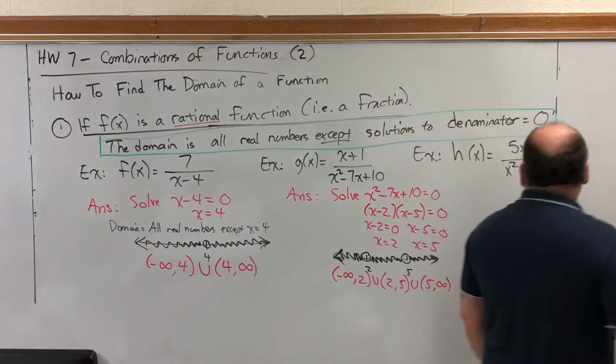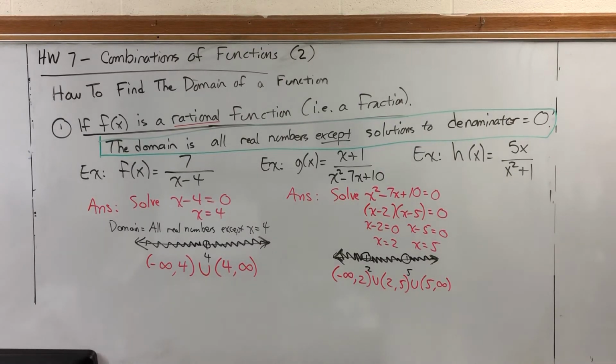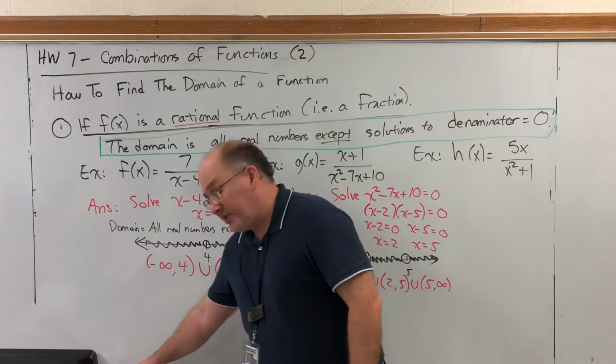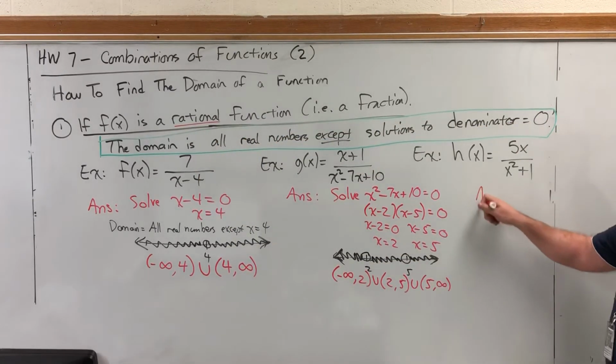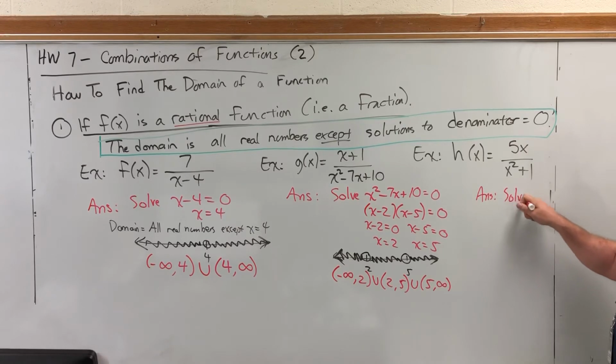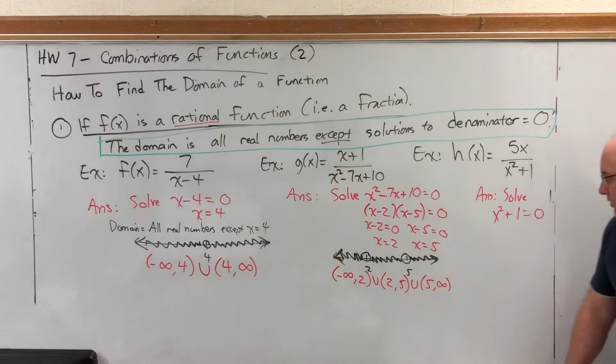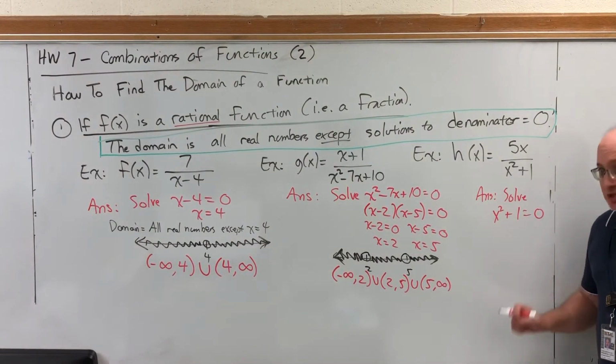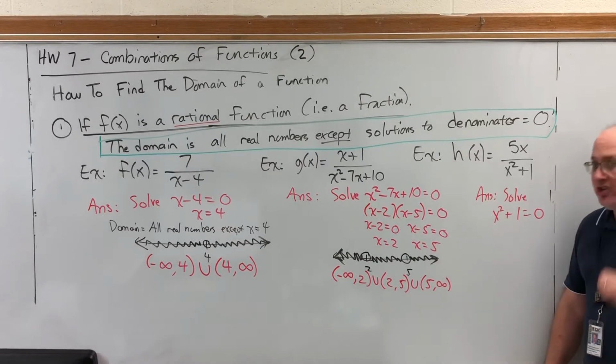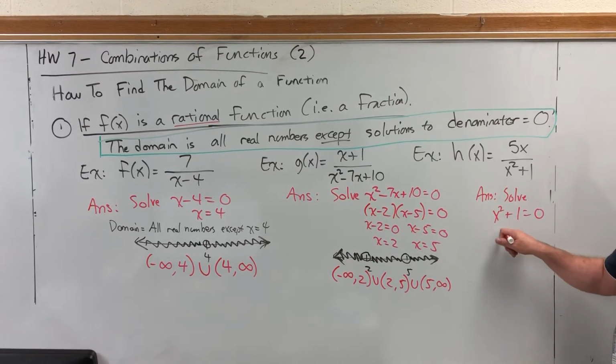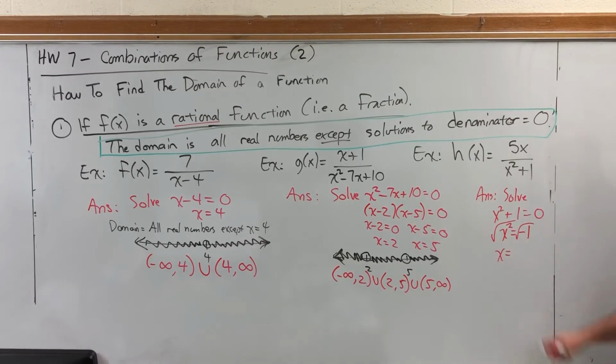h of x equals 5x over x squared plus 1. It is a rational function, and to find its domain, we would take the same approach. We would attempt to solve x squared plus 1 equals 0. That is technically a quadratic equation, but it's a quadratic equation with only one x term, which means I can solve it by eventually using square roots. If I subtract 1 from both sides, I'll get x squared equals -1. And if I square root both sides, the square root will cancel the square. Don't forget the plus minus on the other side. And by definition, the square root of -1 is i.